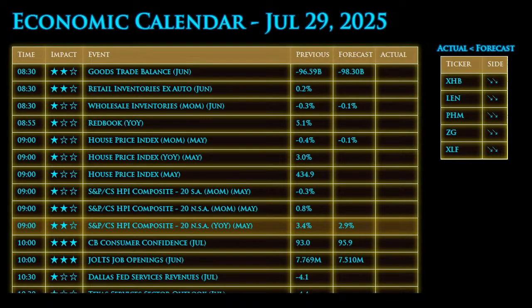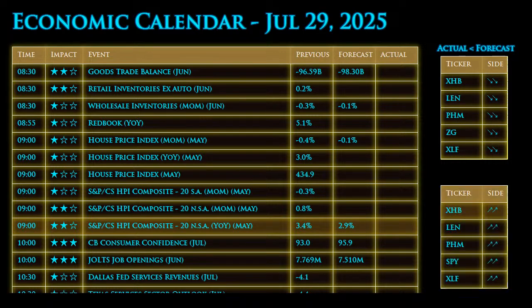If the published data impresses the market, the SPDR S&P Homebuilders ETF may rise as stronger home price growth fosters confidence in the housing market and builder performance. Lennar Corporation is expected to benefit as higher home prices indicate strong demand, potentially boosting sales and margins. PulteGroup could experience gains as robust home price appreciation supports builder sentiment and buyer engagement.